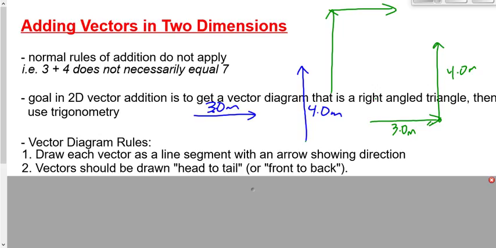Absolutely. Both of those are correct. Doesn't matter which one you draw first. If I was adding scalars together, we'd say 3 plus 4 was equal to 7. But we could also say 4 plus 3 was equal to 7. Doesn't matter which order you add them in, right? Adding vectors is different, but the order is still irrelevant, just like it was with adding scalars together.